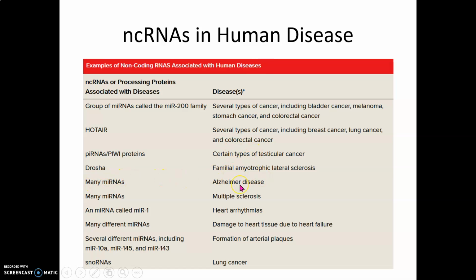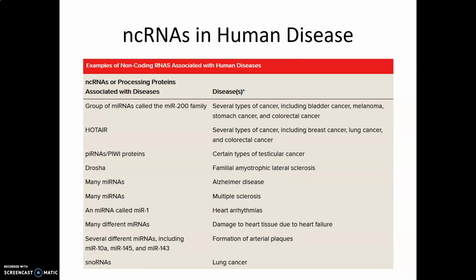So here we see Alzheimer's disease. It's important to note about 70% of all microRNAs are expressed in the brain, and that expression is highly specific to neurons. So abnormal levels of microRNAs have been associated with neurological diseases. And we just said here, Alzheimer's is one. This familial ALS is another, okay?